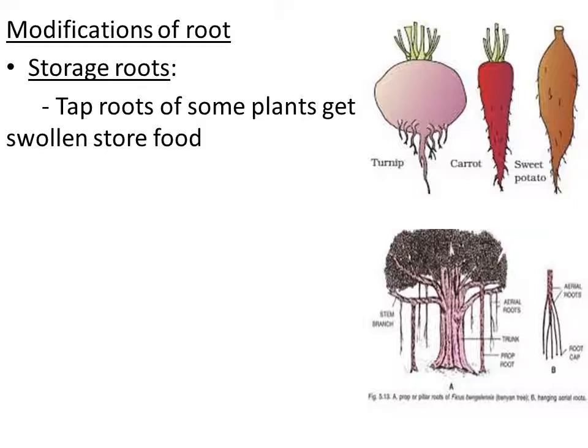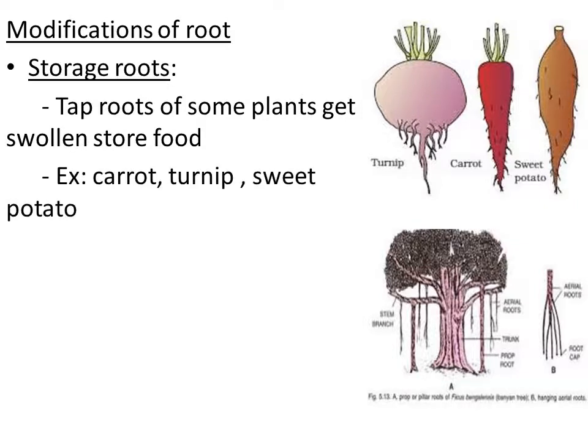Then the sweet potato is also a storage root. It grows in the underground part of the plant. This sweet potato stores the food material in the form of starch. Because all these examples are underground parts, modified roots for the storage of food, they are named storage roots, right? So the examples are carrot, turnip, and sweet potato.